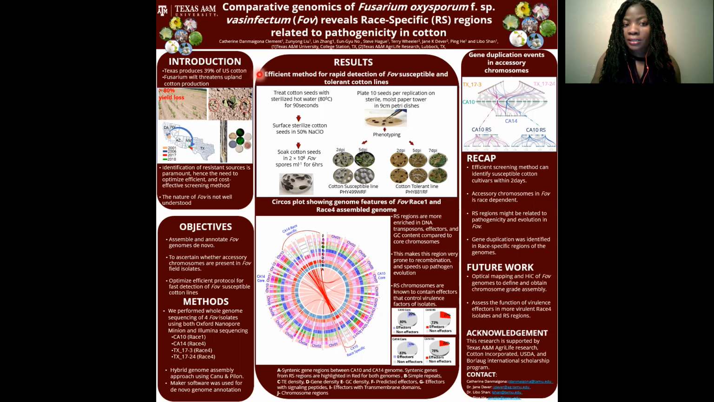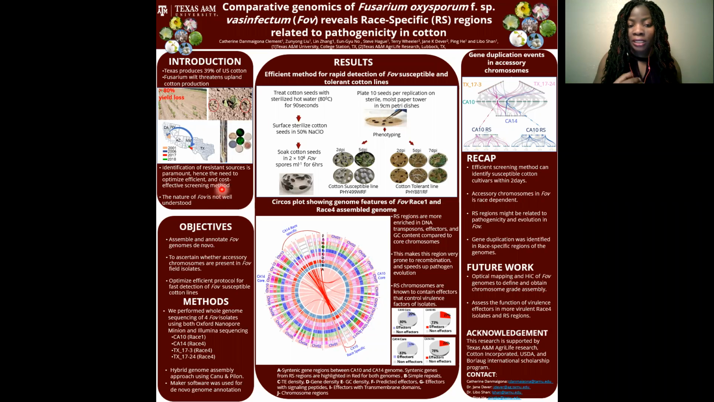Texas is the United States' highest producer of cotton, producing 39% of the U.S. cotton. However, fusarium wilt threatens the production of upland cotton from the recent expansion of this disease from California to Texas. Symptoms of this disease include up to 80% yield loss, early seedling death, wilting, and dark brown vascular discoloration.